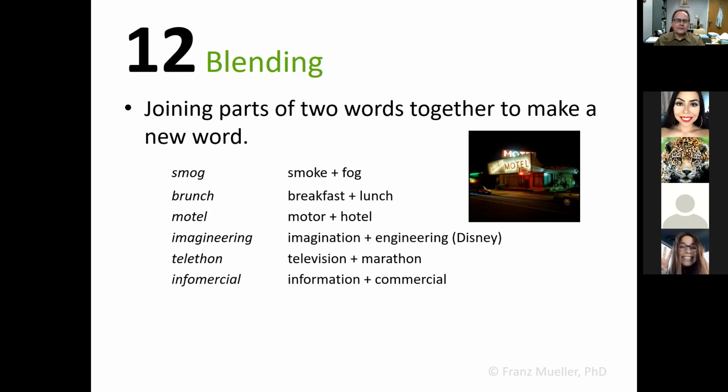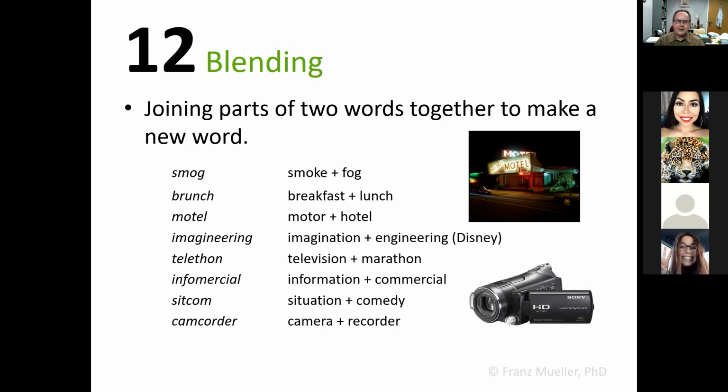An infomercial, similarly, is an information commercial blended together. A sitcom is a situation comedy. A lot of TV terms over here, right? And here's an old one, a camcorder. Anybody still know what that is? We no longer have camcorders because we got cell phones, smartphones doing all of this now, but everybody used to have a machine like that to record their videos from their wedding and their kids and whatever, a camera recorder blend, and that's probably going to disappear from the language as we no longer have those machines, right?